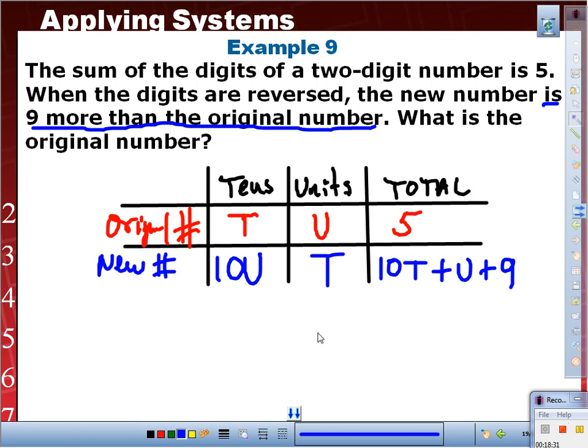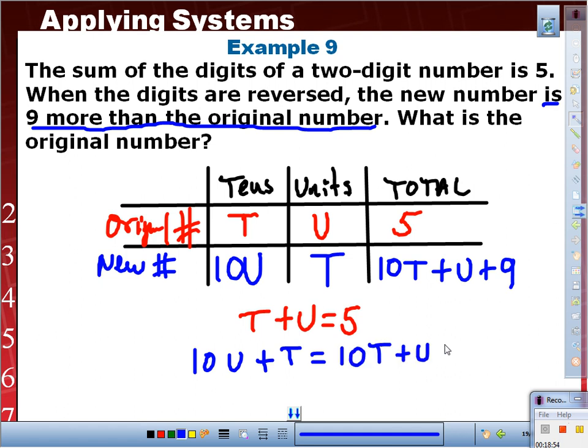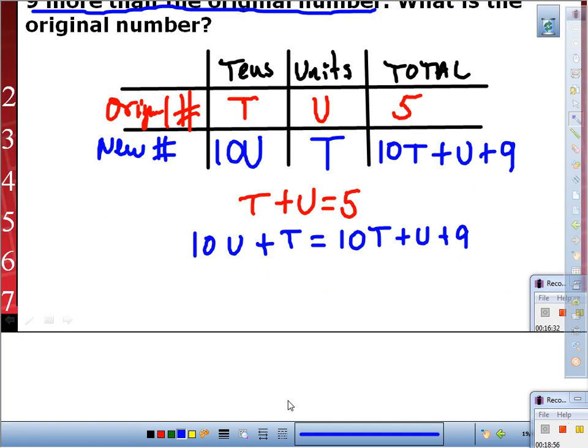Okay, good. Now we can write our system. T plus U equals 5. And then the other one is 10U plus T equals 10T plus U plus 9. Then we said, okay, before I start solving, I'm going to simplify this second equation by getting all the variables on one side. So what do I do from there? Zachary.